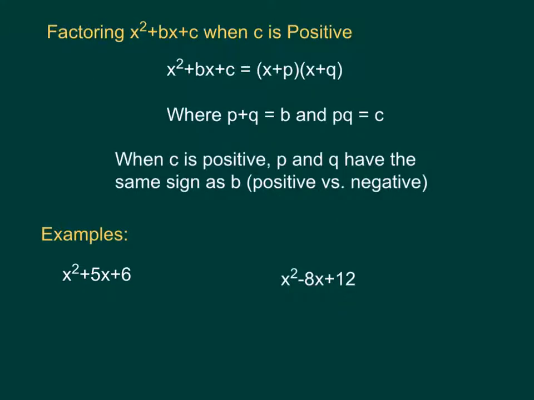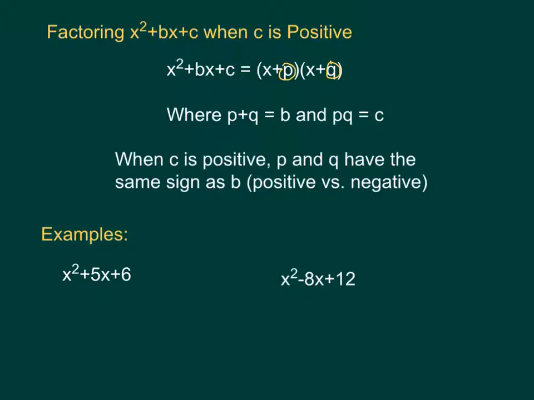Let's first look at an example in the form x² plus bx plus c when c is a positive number. What I'm going to end up with when I start with x² plus bx plus c is two binomials, x plus p and x plus q. And what's going to be the case is these two numbers here, p and q, are going to add to equal the middle coefficient, b, and they're going to multiply to equal the constant term c.